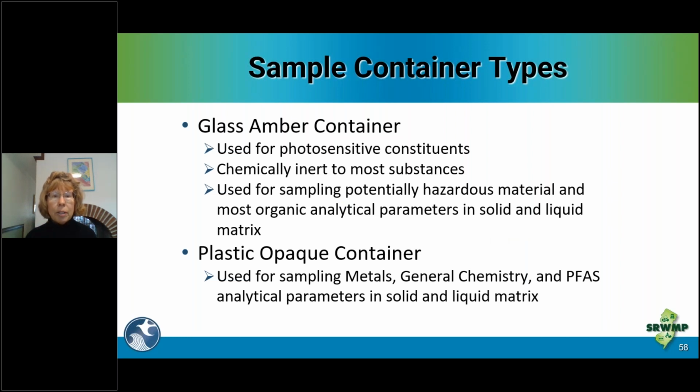Sample container types are broken down into 2 basic types: glass containers and plastic containers. The glass containers are typically amber, and they're used for collection of photosensitive constituents. Glass itself is chemically inert to most substances. So the glass amber containers are typically used for sampling potentially hazardous material and most organic analytical parameters in both solid and liquid matrices. Plastic containers typically come in opaque or non-see-through coloring. Plastic containers of the high-density polyethylene type are used for sampling metals, general chemistry, and PFAS analytical parameters in both solid and liquid matrices. The plastic container itself has anti-reactivity properties.